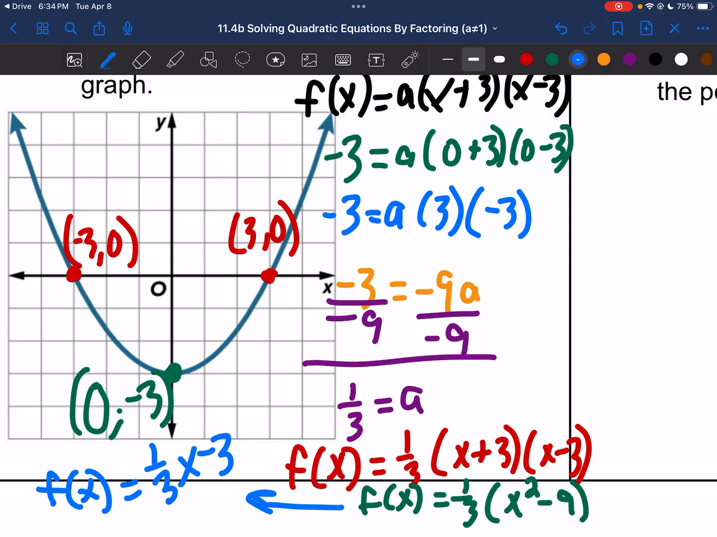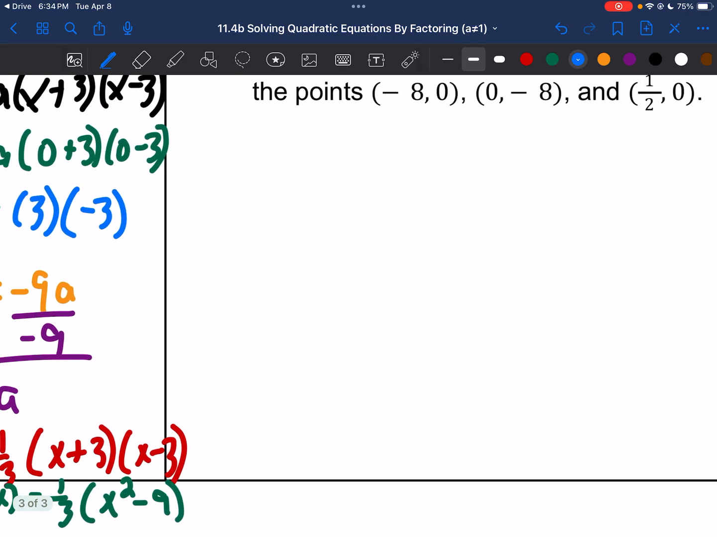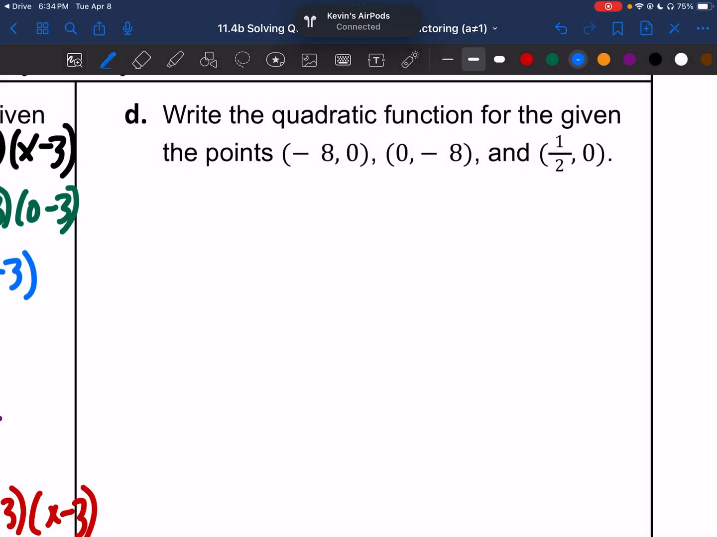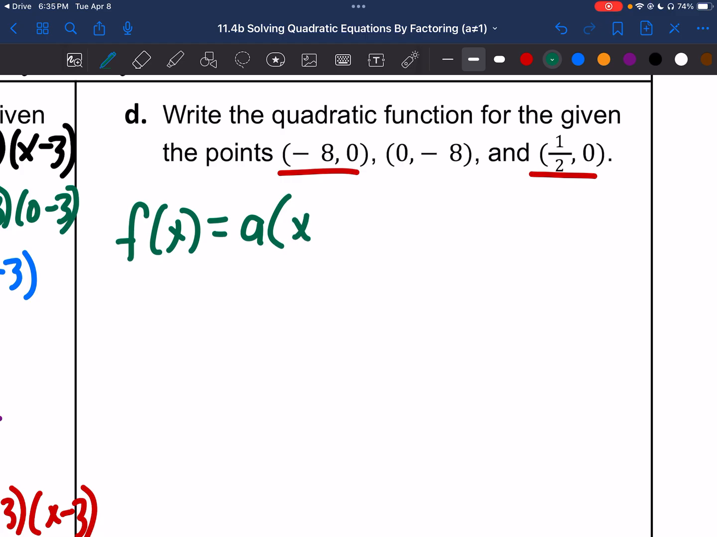Okay. And now for our last one, we're going to write a quadratic function for the given points. We have -8, 0, we have 0, -8, and we have 1/2, 0 as our third point. So -8, 0, and 1/2, 0 are my two solutions. So we need to write our expressions. So we have f of x is equal to a times x plus 8 and x minus 0.5. Do we normally have decimals in there? No, but we can use it in this case to manipulate what we have into what we need.